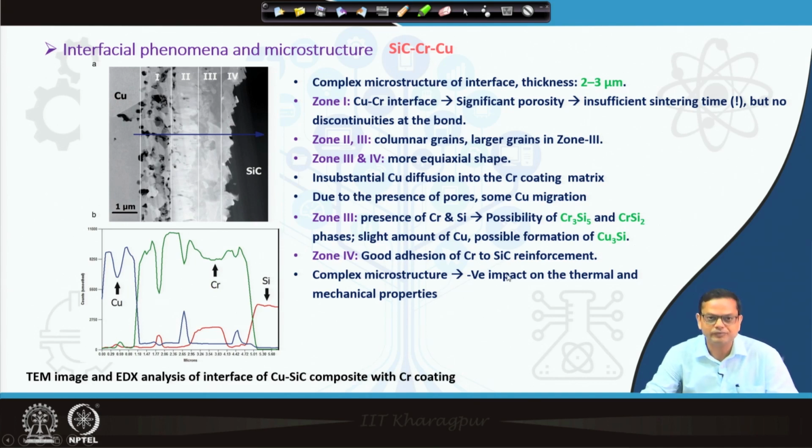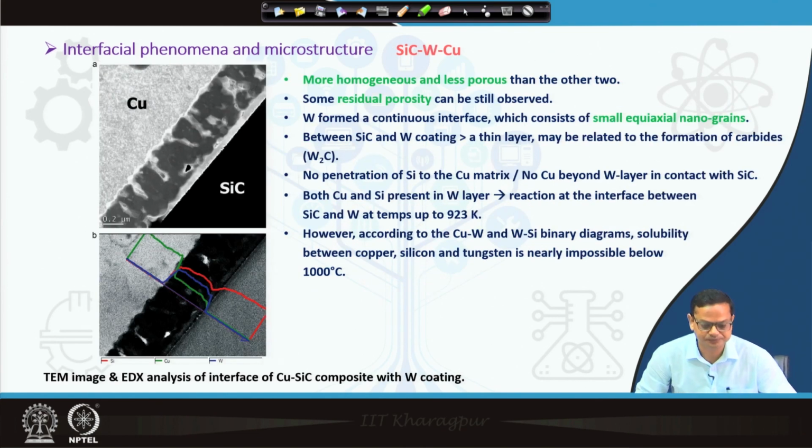Okay. Zone 4 shows a good addition of chromium to SiC. Okay. So, the dissolution restriction is not a problem, but this microstructure is quite complex, there is a layered microstructure which is not very good in terms of mechanical property or thermal property. Okay. Now, let us look into the other one, the third one, where we have tungsten.